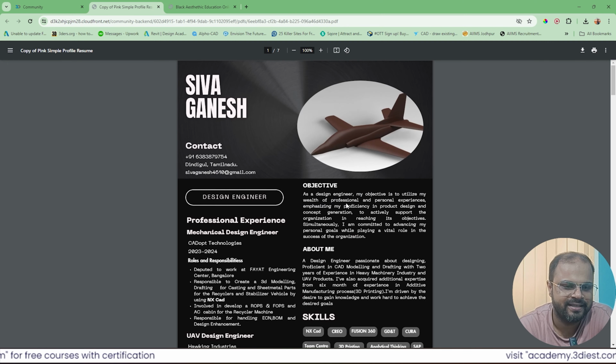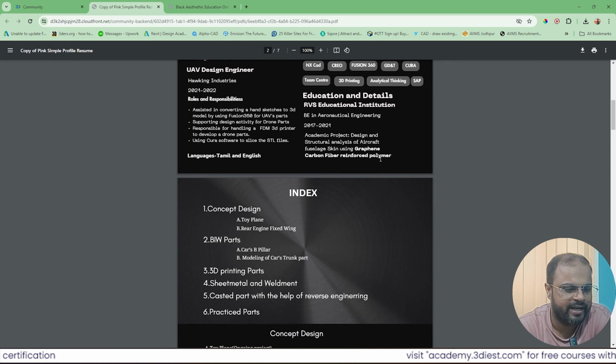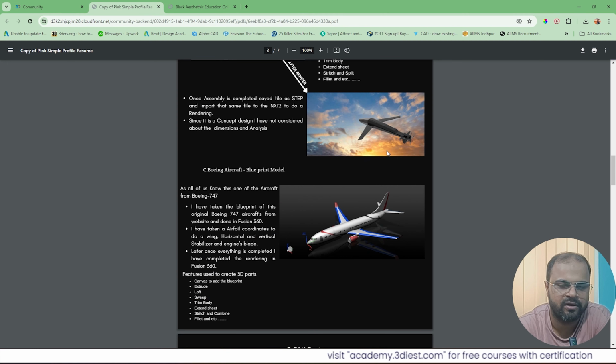And also the next thing is to follow the landscape orientation theme. That will help you save lots of space, lots of page size. Here you can see this portfolio is 7 pages, which you can reduce to a maximum of 2 to 3 pages. Also don't include everything in a single portfolio. Try to segregate your portfolio based on the categories, based on the sectors you have served.